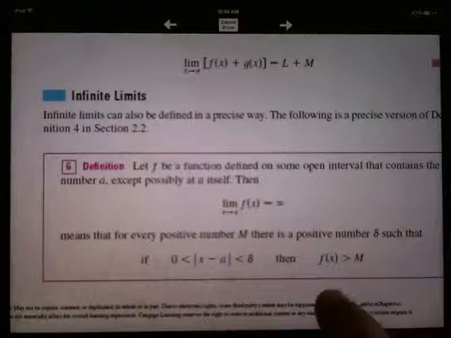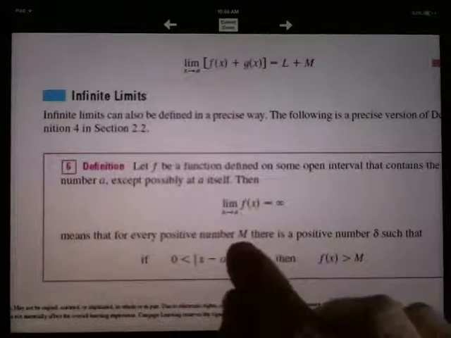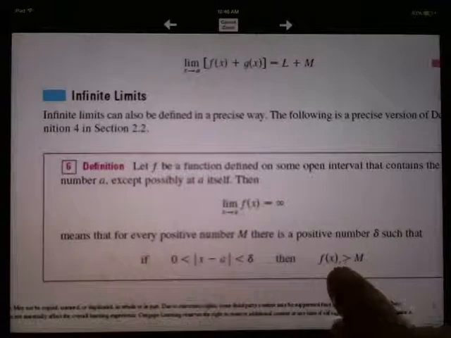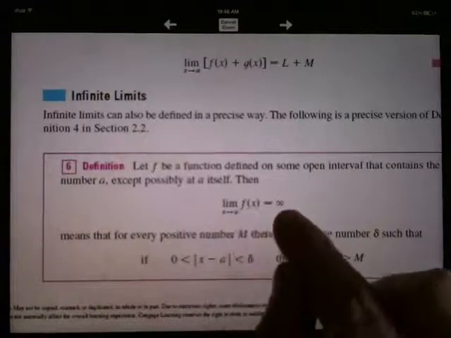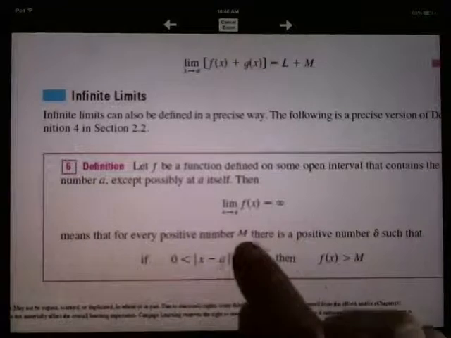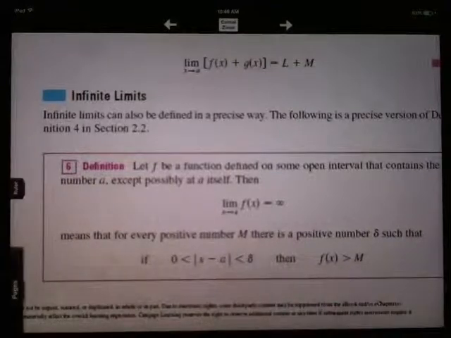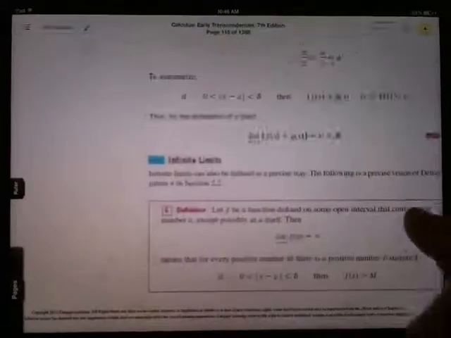So rather than using epsilon as a measure of how close you are to L, M is a positive number, which is saying f of x is bigger than M. So if M is your measure of bigness, we're saying the function is headed to infinity. It's getting really big. So if M is your measure of bigness, we're saying, hey, we can get bigger than that. And I switched to the next page here.